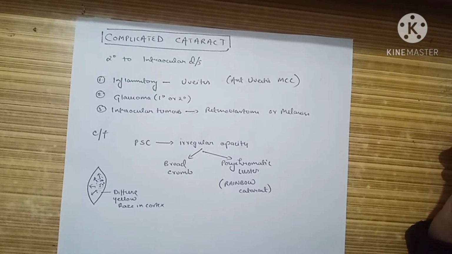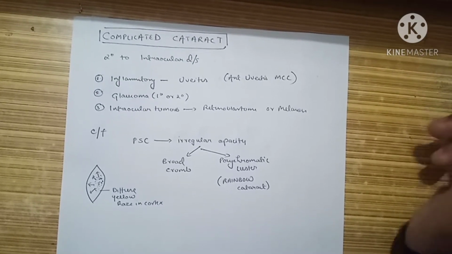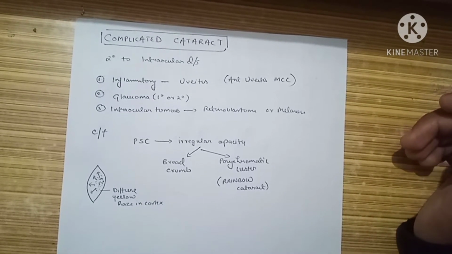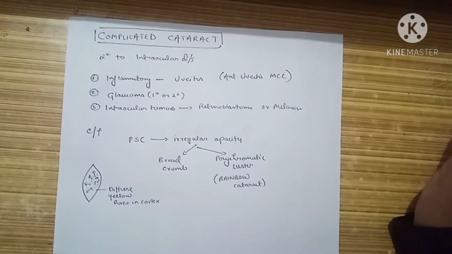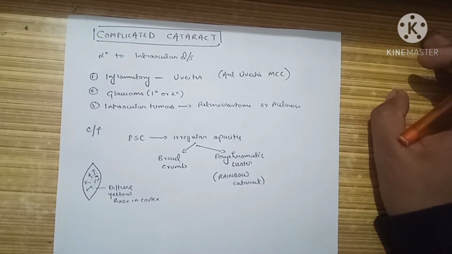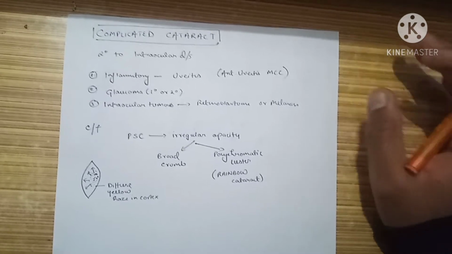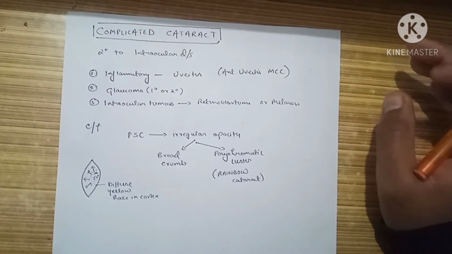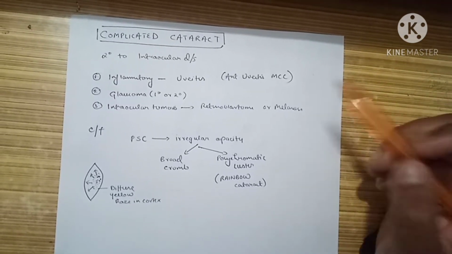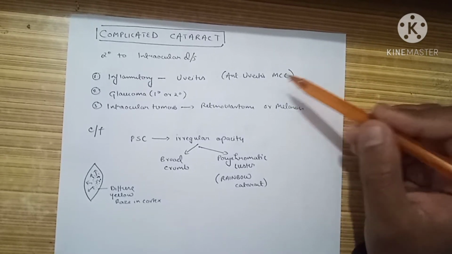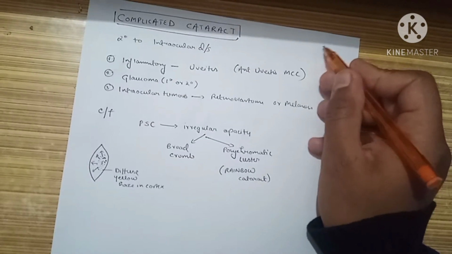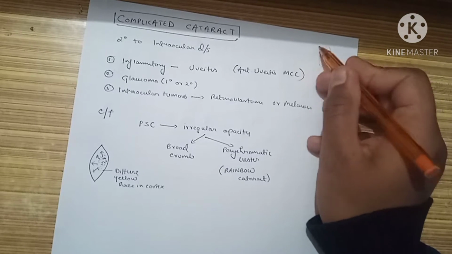Hello everyone. So today we will talk about complicated cataract. The complicated cataract occurs secondary to some intraocular diseases. Now, due to these intraocular diseases, all the diseases we are going to discuss, they hamper the nutrient supply to the lens. Now, lens nutrient supply is derived from the aqueous surrounding it.